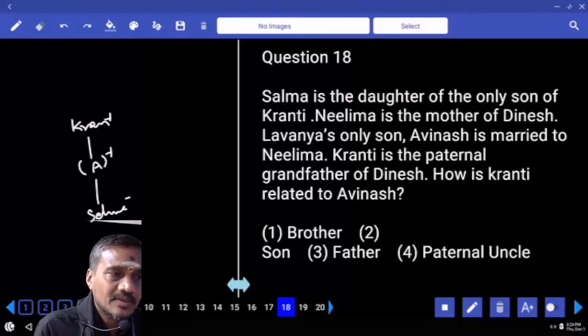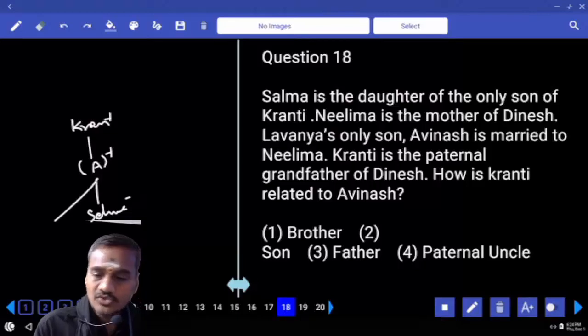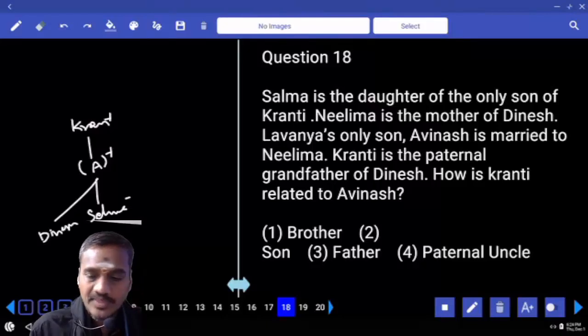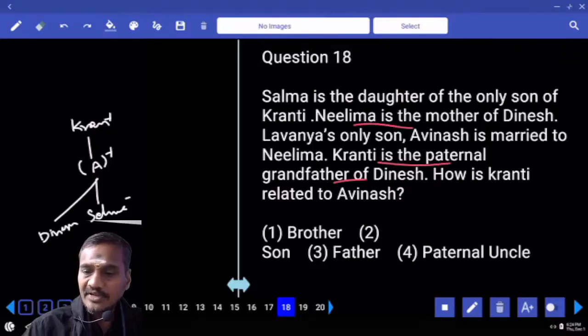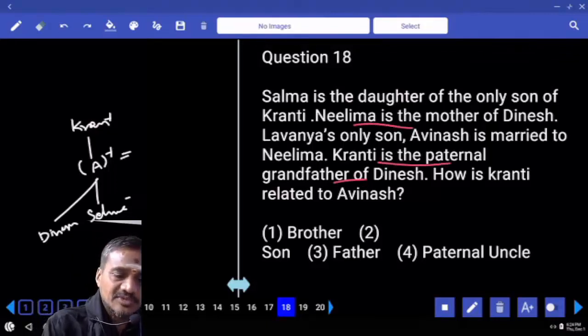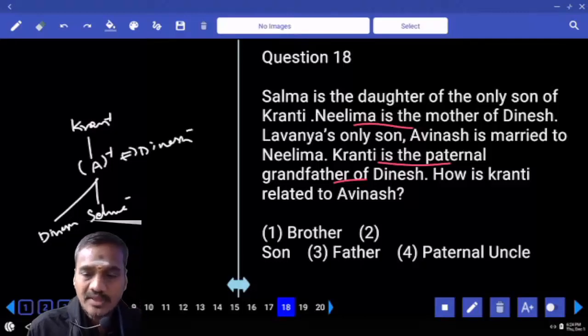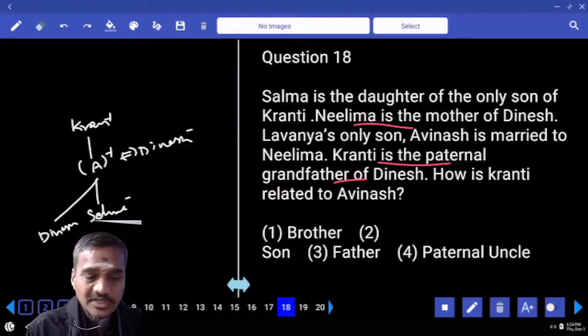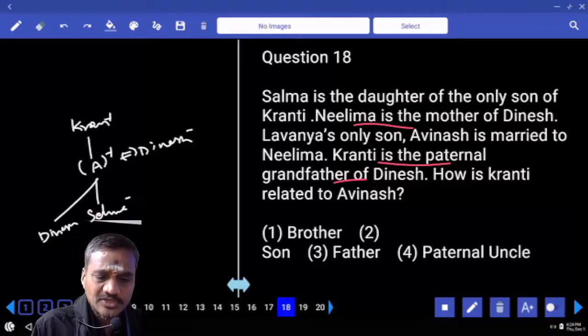What do you mean by paternal? Father's father. So Kranti is the paternal grandfather of Dinesh, meaning Dinesh's father's father is Kranti. Neelma is the mother of Dinesh. Neelma and this person are married to each other. Lavanya's only son is Avinash. Avinash is married to whom? He is married to Neelma.